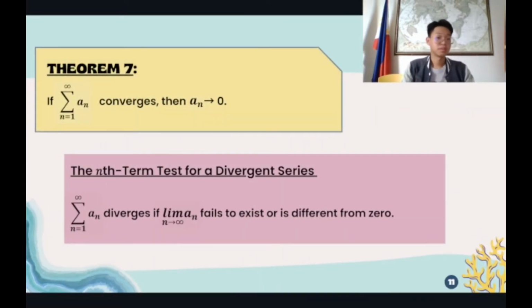Theorem 7: if the sum of an from 1 to infinity converges, then an approaches 0. The nth term test for divergence: the sum of an from 1 to infinity diverges if the limit as n goes to infinity of an fails to exist or is different from 0.